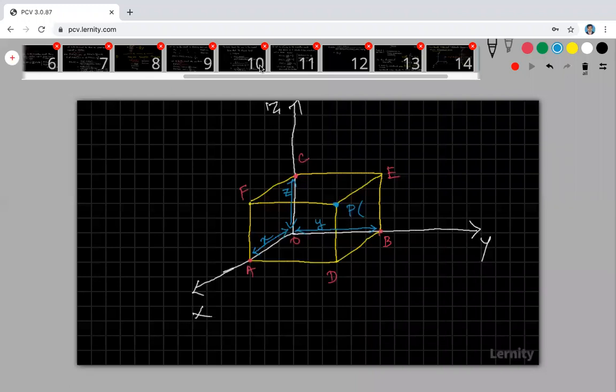What is my X coordinate? Dikshita, what is my X coordinate? Yogesh, what is my X coordinate? So dear students, my X coordinate is X only. This distance, my Y coordinate is Y. This distance, my Z coordinate is Z. That is P of X, Y, Z. X, Y, Z. Okay, students?